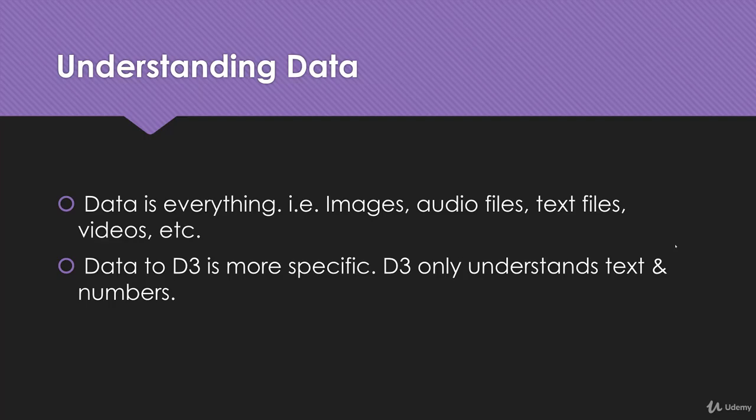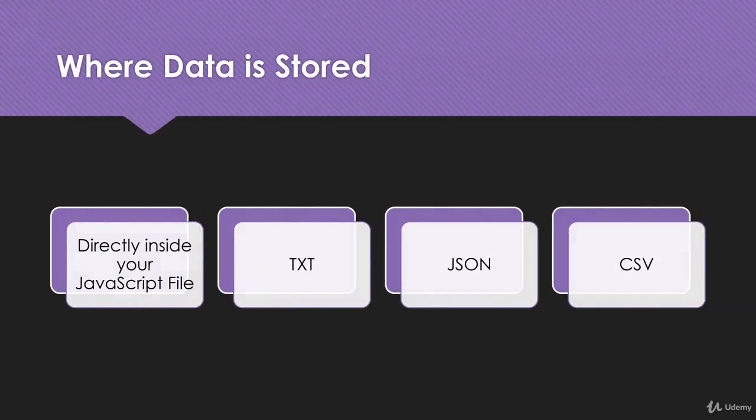Luckily, when it comes to D3, data is broken down to be more specific. Data to D3 is just text and numbers. Generally speaking, your data can come from 4 sources. You can hard-code it into your JavaScript file, which is what we'll be doing in the beginning. Then there's data that comes from external sources.